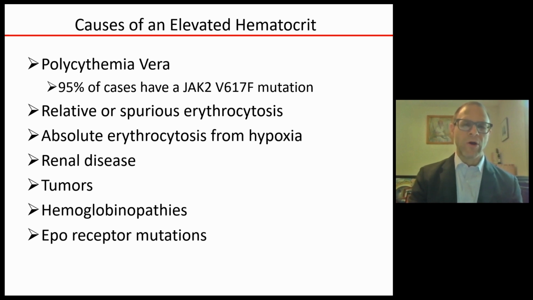Hypoxia is a common cause for secondary erythrocytosis. If your kidneys are detecting low oxygen levels, they make more EPO to make more red cells to compensate for that hypoxia. In that situation, we should be seeing an elevated EPO level, not a low EPO level.